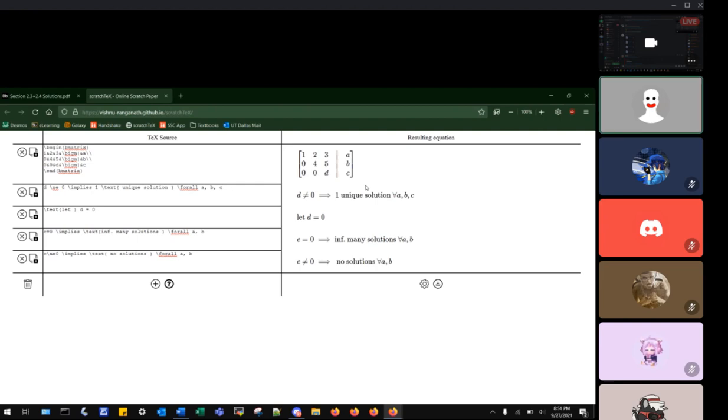Yeah, I don't like the way it was written. If I want to see an augmented matrix, I'd rather see a bar with it.